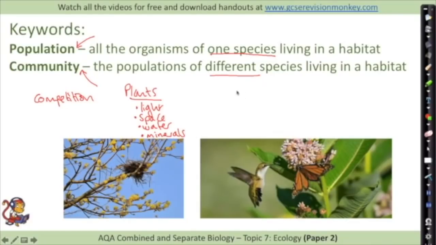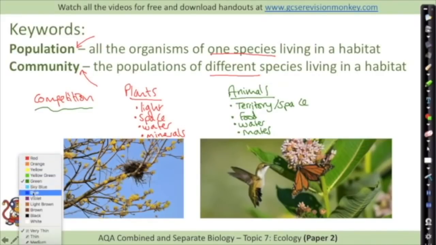Animals, on the other hand, will compete with each other for things such as territory, so similar to plants in the fact that you're talking about space, so territory or space, food, water, and mates. And this links into the evolution topic that we've looked at, whereby those that are best suited for the environment and are the best competitors will then go on to reproduce and pass on their genes to the next generation.